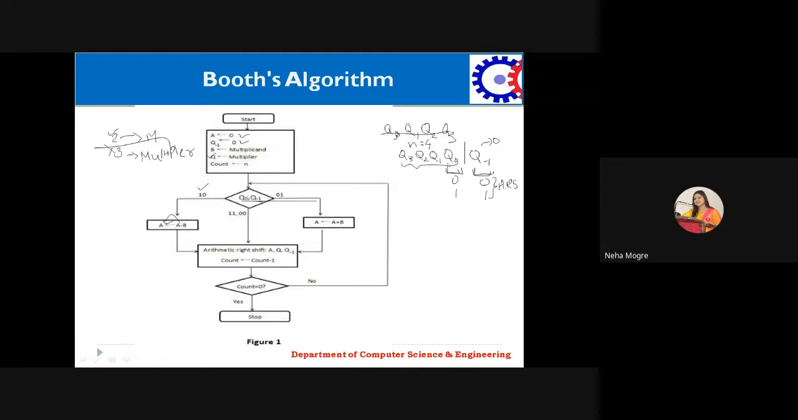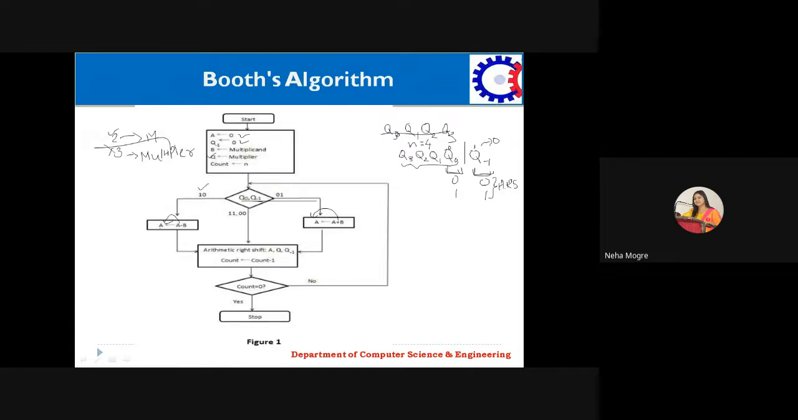Right. If the value of Q0 is 0 and Q minus 1 is 1, that is the 0 1 case, what are we going to perform? We are going to perform the addition of the accumulator plus the multiplicand value. A plus B, and the result will be stored in the accumulator register. Is that okay? Okay. Now after performing these steps, all the cases have been checked.